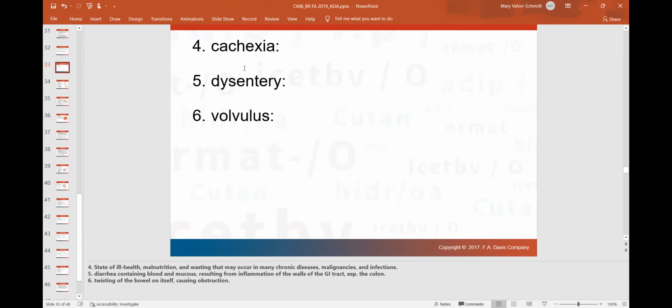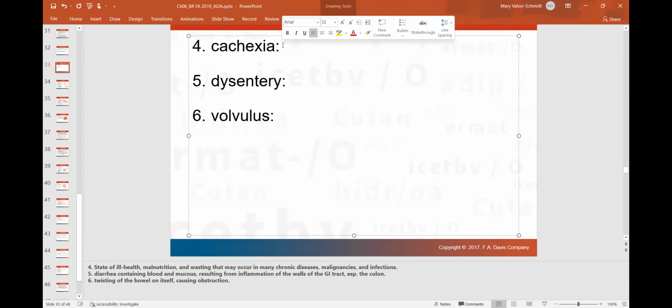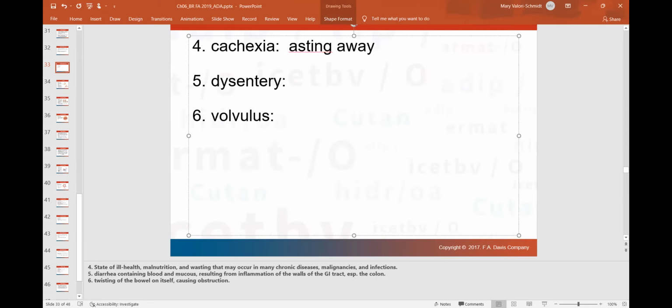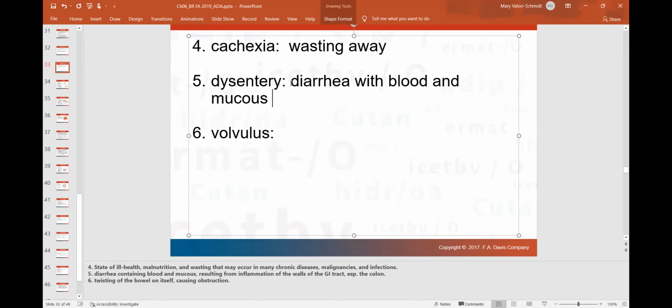Okay. Cachexia. If you say someone is cachectic, that means that they are wasting away, right? They're in ill health. They're skeleton-like. Dysentery is a disease that causes diarrhea with blood and mucus. Sounds fun. You don't see it much anymore, and it's usually because of inflammation somewhere. And a volvulus, there are certain dogs that are prone to volvulus, is where the bowel twists onto itself and it becomes obstructed, so it obstructs itself.